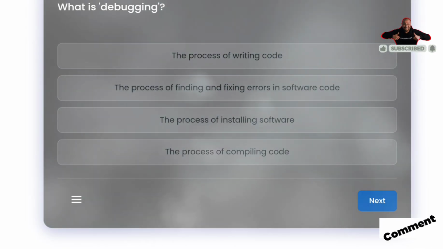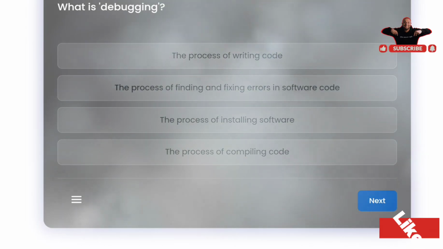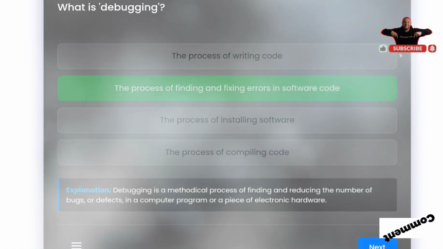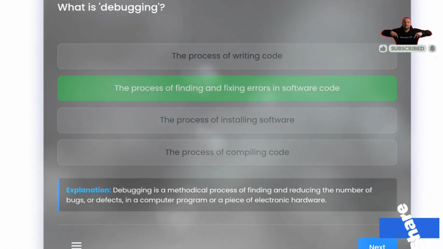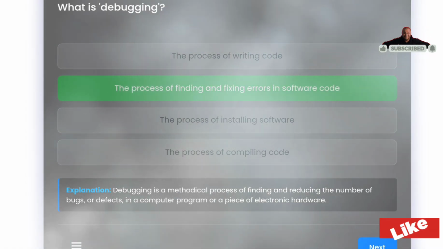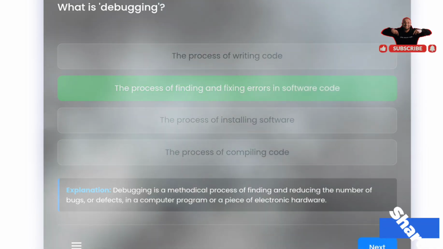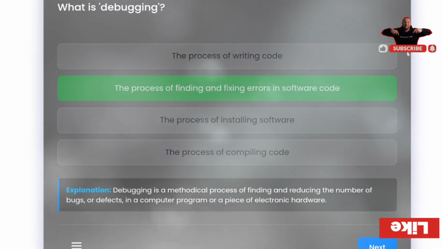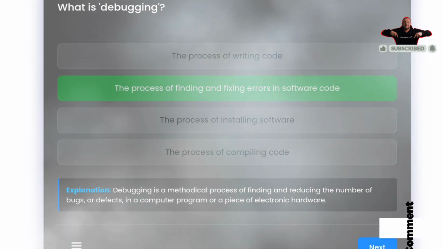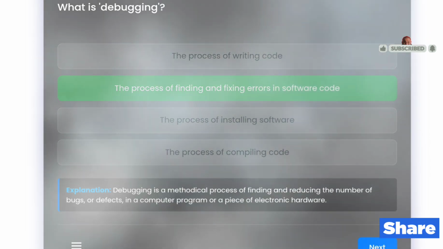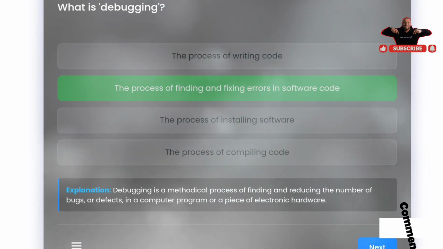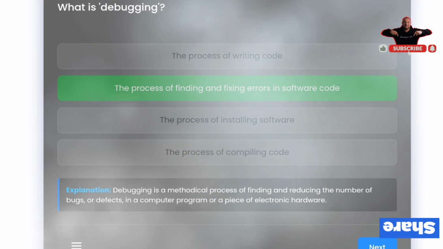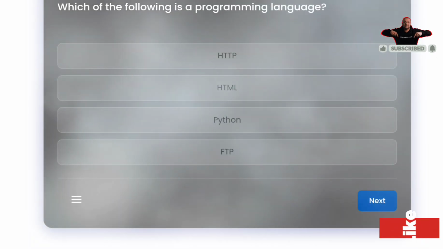What is debugging? डीबगिंग का मतलब क्या होता है? The process of finding and fixing errors in software code. Debugging is a methodical process of finding and reducing the number of bugs or defects in a computer program or a piece of electronics hardware.